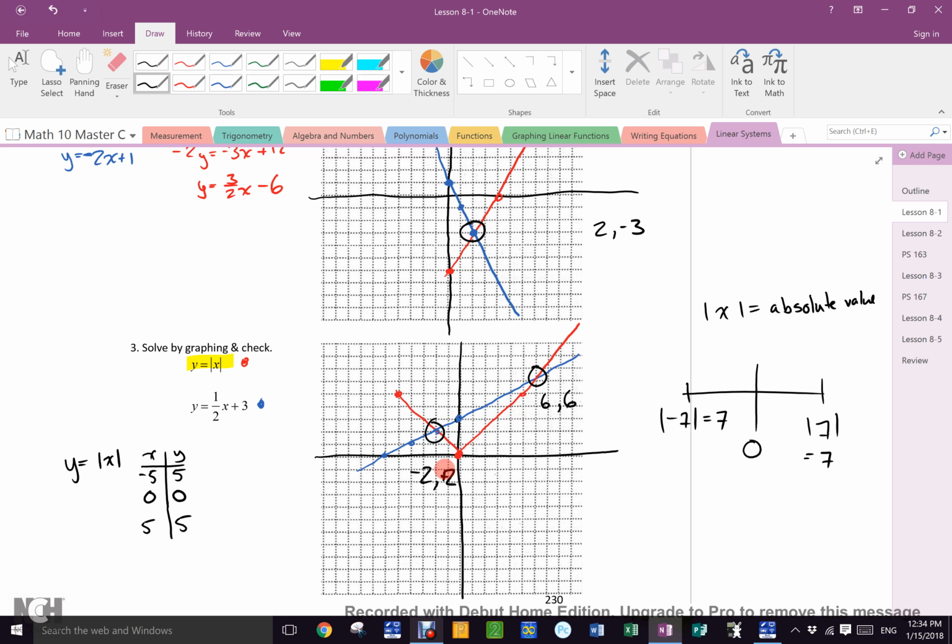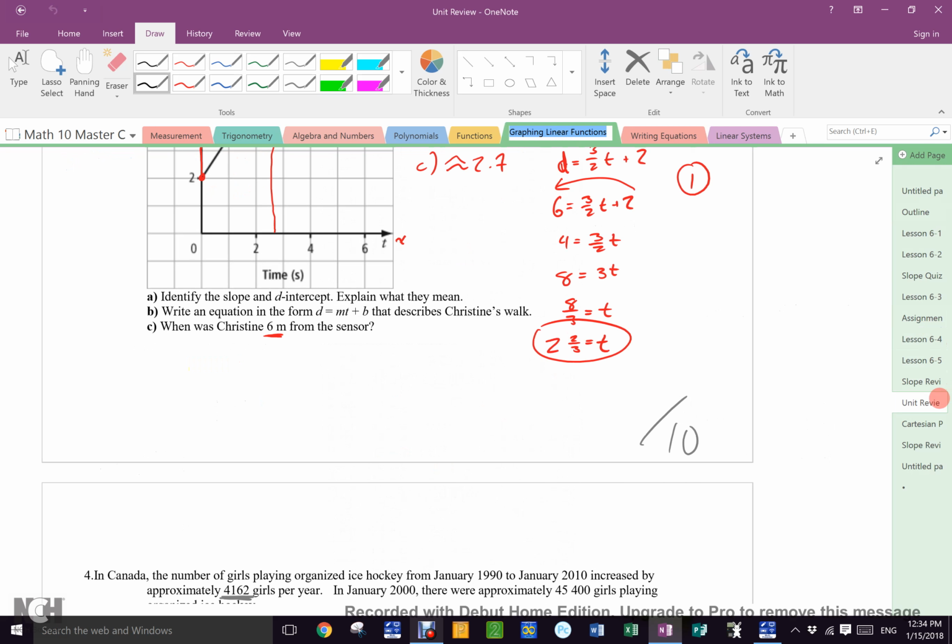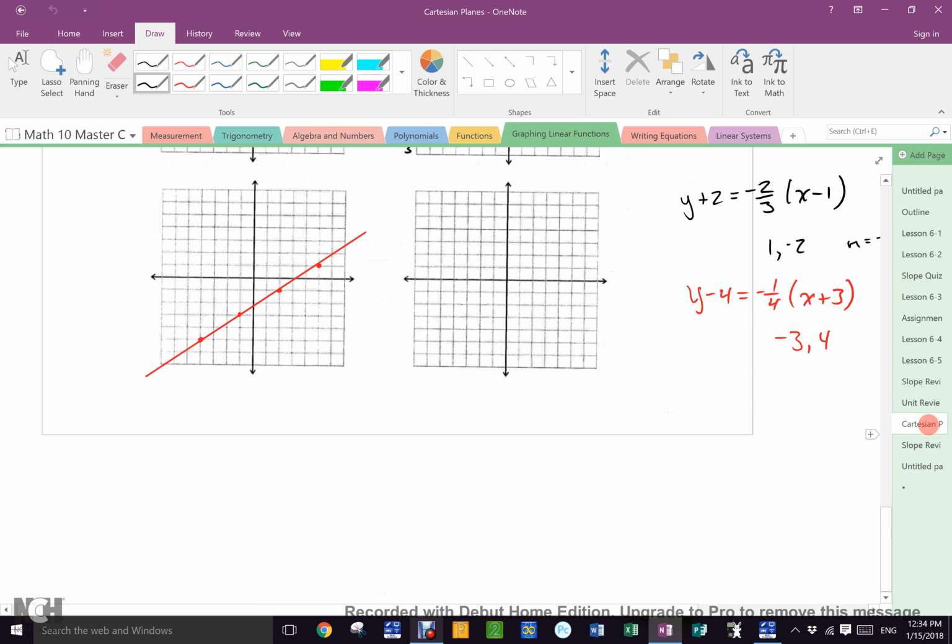Now, don't write down what I'm about to do. Take what I just explained and answer some questions for me. What if I gave you this? How many solutions does that have? 2. Why do you know it's 2? Because it crosses there, even though it's a curve and a line.